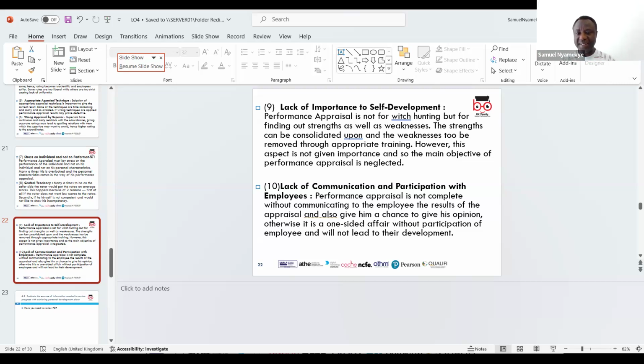Then the lack of communication and participation of employees. The appraisal is not complete without communicating the results to the employee and giving them the chance to give their opinion. Other than that, it's going to be just one-sided, and that will not lead to their development. So it's important for us to note this in order to be able to help them. Let's carry on to the next one.